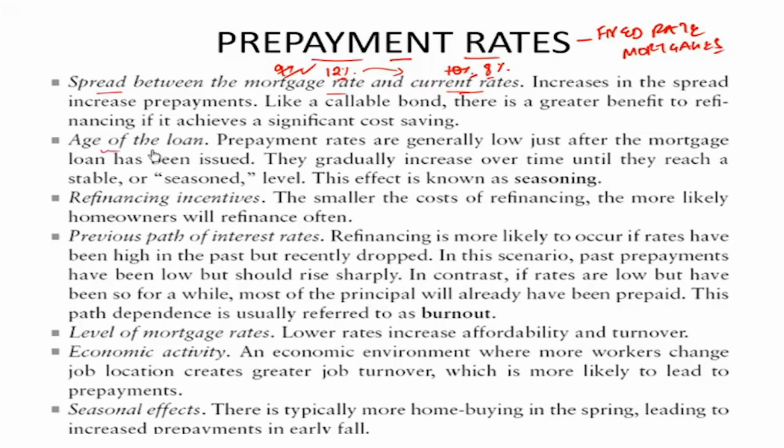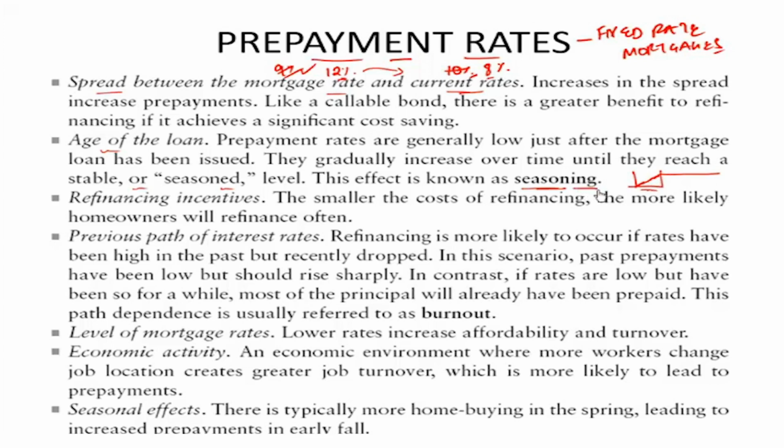Age of the loan also determines the speed of prepayment. Generally, we've seen that immediately after taking the loan, people don't prepay a lot, or they don't prepay everything. The prepayment rates gradually increase over time until they reach a stable level, also referred to as the seasoned level. And this effect is known as seasoning. So initially the prepayment speed is low. As time passes, more and more prepayment starts happening. Up till a point, prepayment rate keeps increasing, after which it becomes constant, or the loan becomes seasoned.